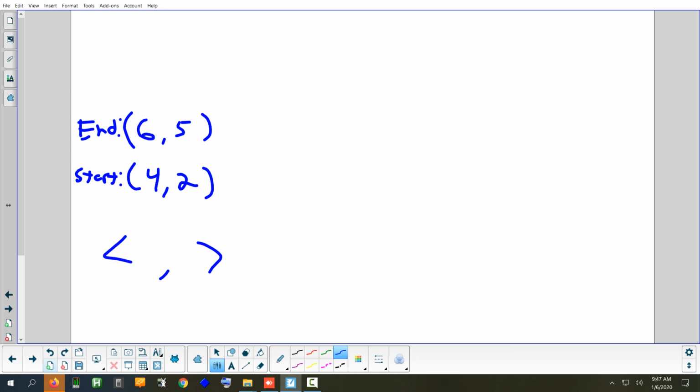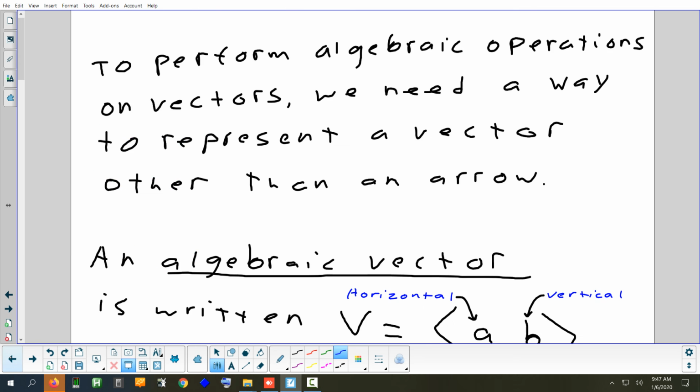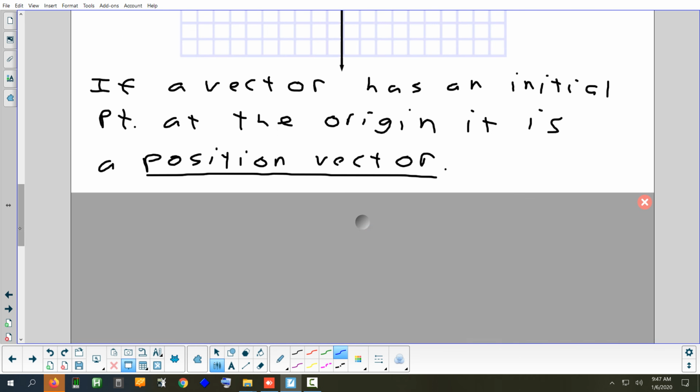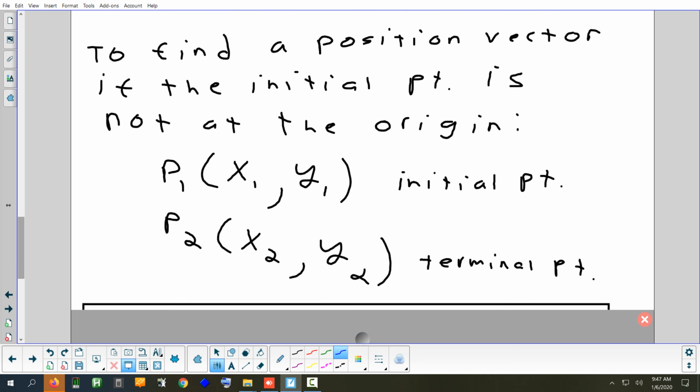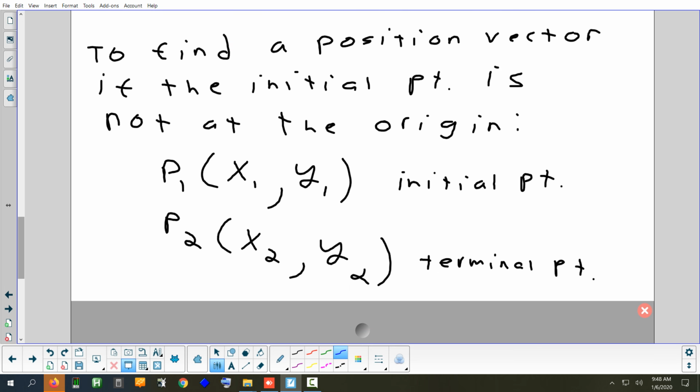Yeah? Subtract them. What minus what? End minus start, or terminal minus initial. 5 minus 2 is 3. 6 minus 4 is 2. So, very, very easy to find a position vector if you are not given it. Okay? What you would be given is the initial point and the terminal point.